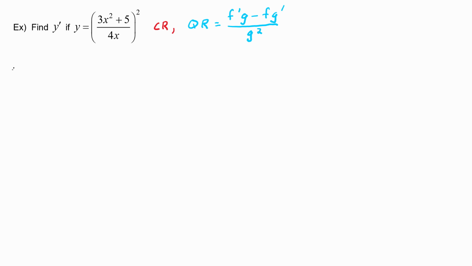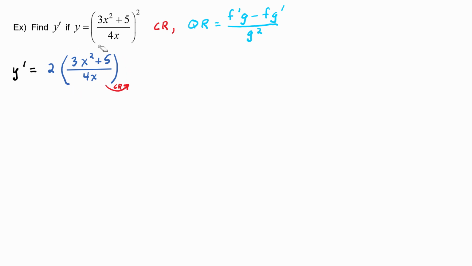Now, to find y prime, we have stuff squared, and we have to find the derivative of that, which of course would be 2 times our stuff, which is 3x squared plus 5 over 4x. And now we subtract 1 from the exponent, and our exponent is 1, meaning we can leave it off. Now we have to apply the chain rule here.